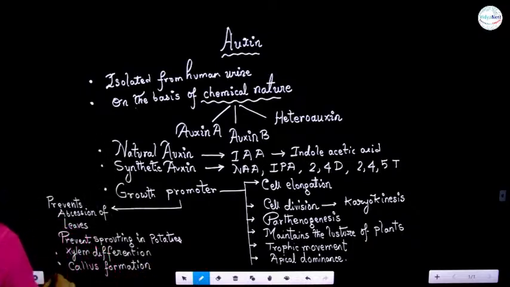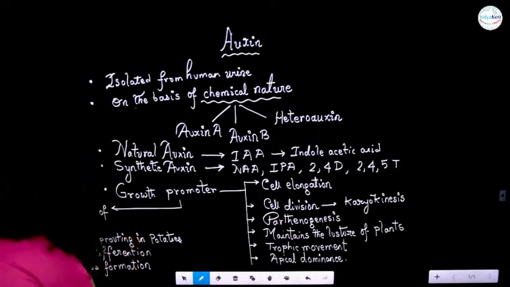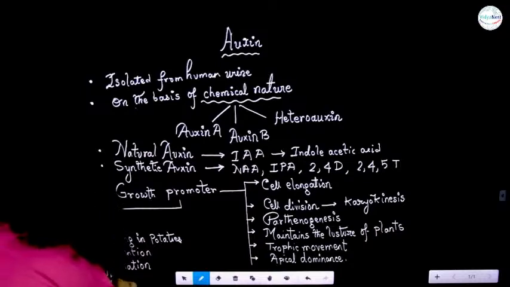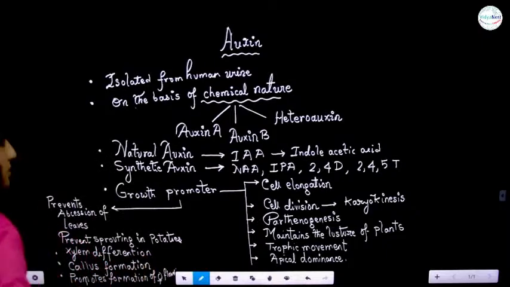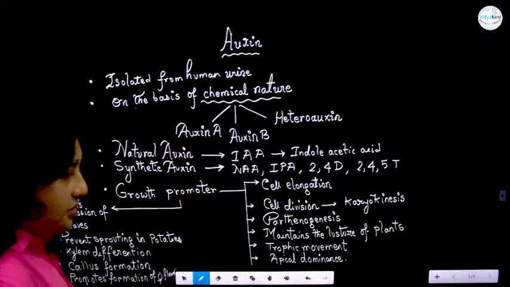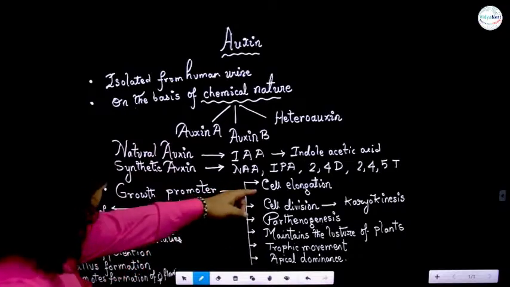This hormone is also responsible for formation of female flower. So it promotes formation of female flower. So these are the different functions which are associated with auxin. So let us begin with the cell elongation.